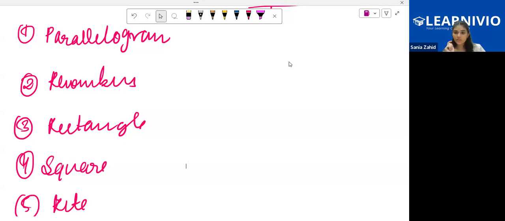Now for rhombus, Aswan, tell me. Ma'am, in a rhombus, all sides are equal. Yes. All sides are equal and diagonals are perpendicular bisectors. So basically, opposite sides are equal, opposite sides are parallel, opposite angles are equal. So all the properties of a parallelogram and one additional property: diagonals are not just bisectors, but perpendicular bisectors.